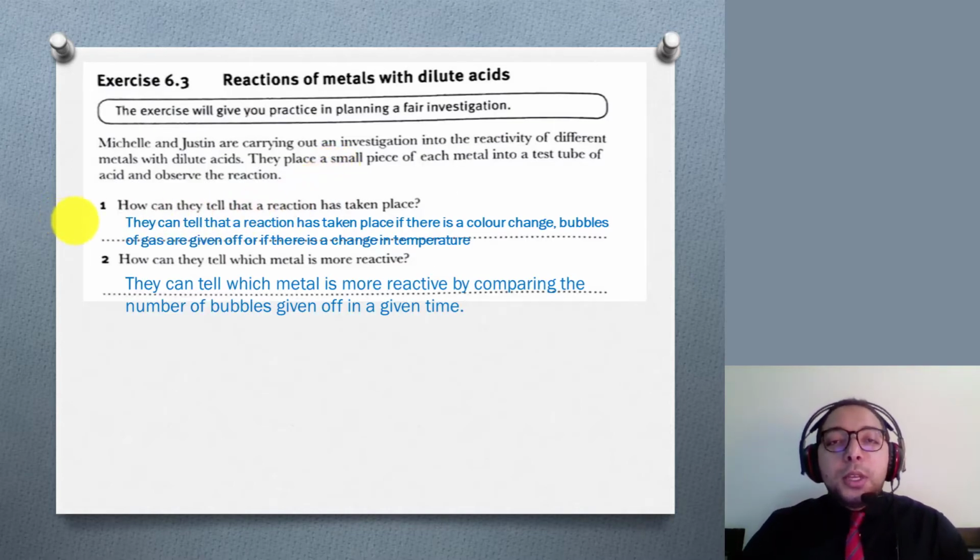Exercise 6.3, the reaction of metals with dilute acid. The first question: how can they tell that a reaction has taken place?